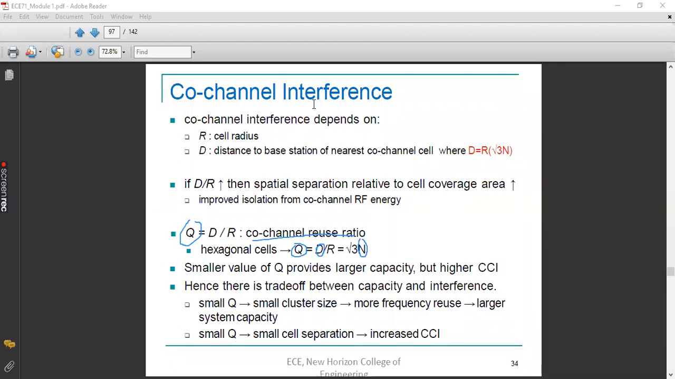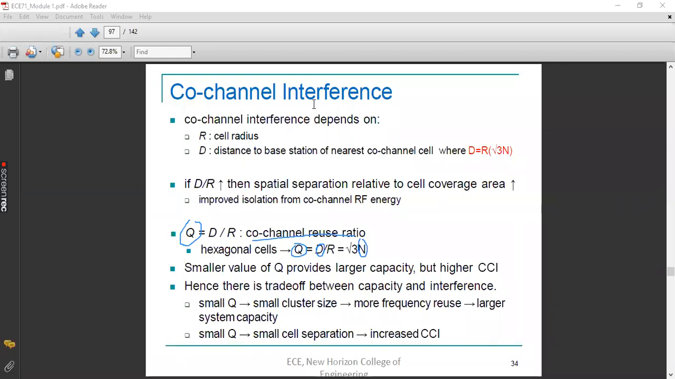Isn't it? That is, the smaller the cluster size, the more the frequency reuse, because 1/7 is large when compared to 1/12. So, more frequency reuse.